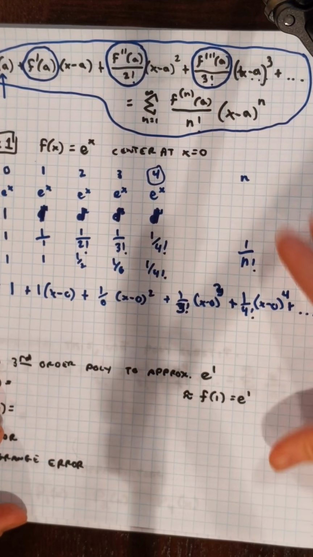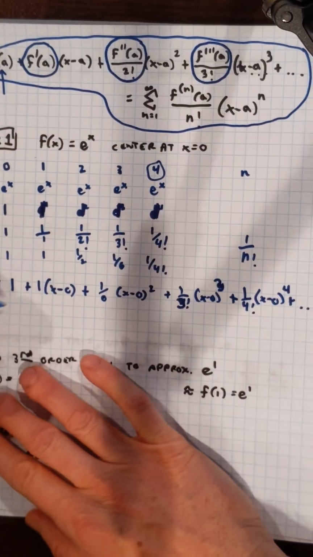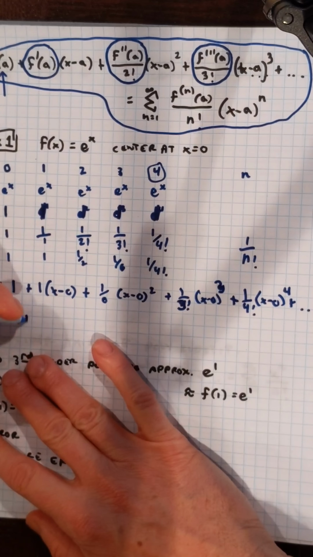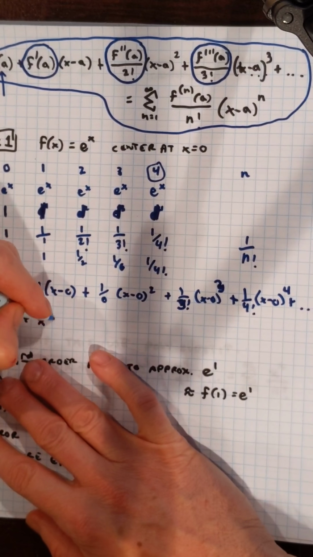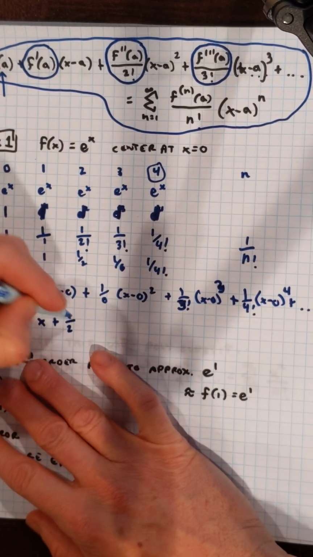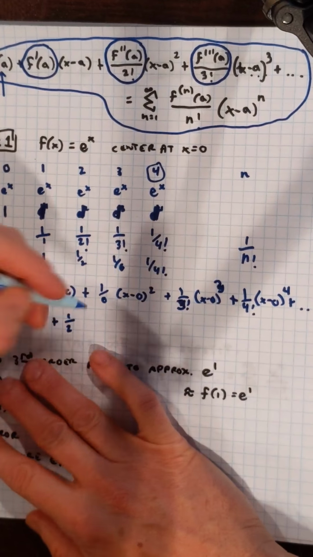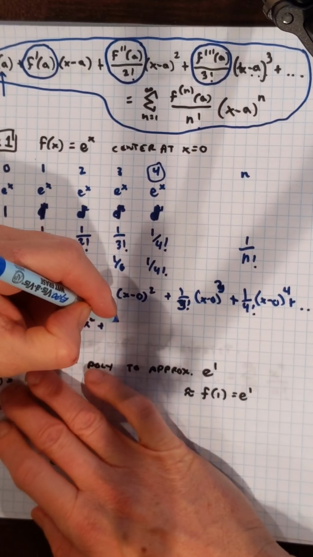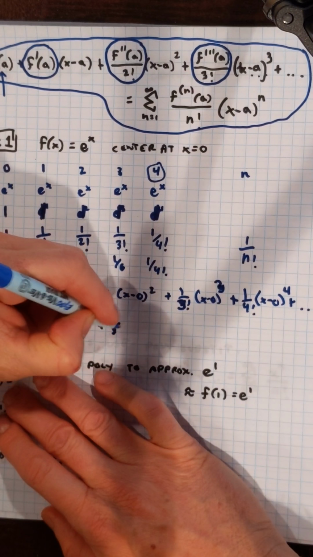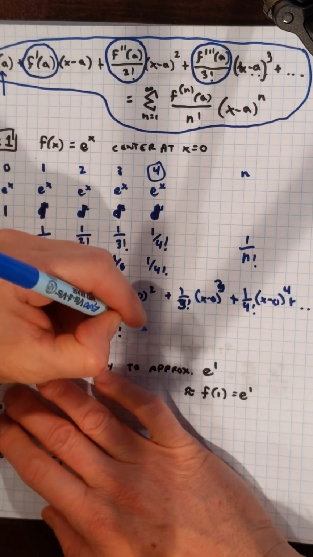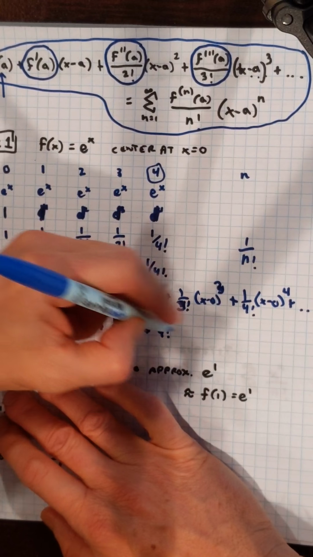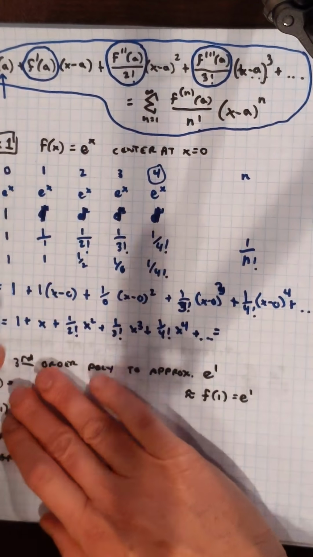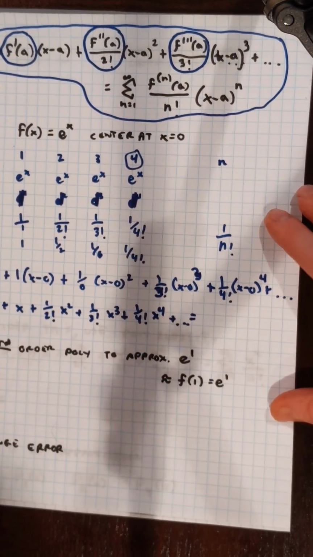Now, obviously you want to simplify this. I didn't need to write all that out. The function is equal to 1 plus x plus 1 over 2 factorial, x squared, plus 1 over 3 factorial, x cubed, plus 1 over 4 factorial, x to the 4th, plus dot, dot, dot, which equals. Now we can write that as a summation.